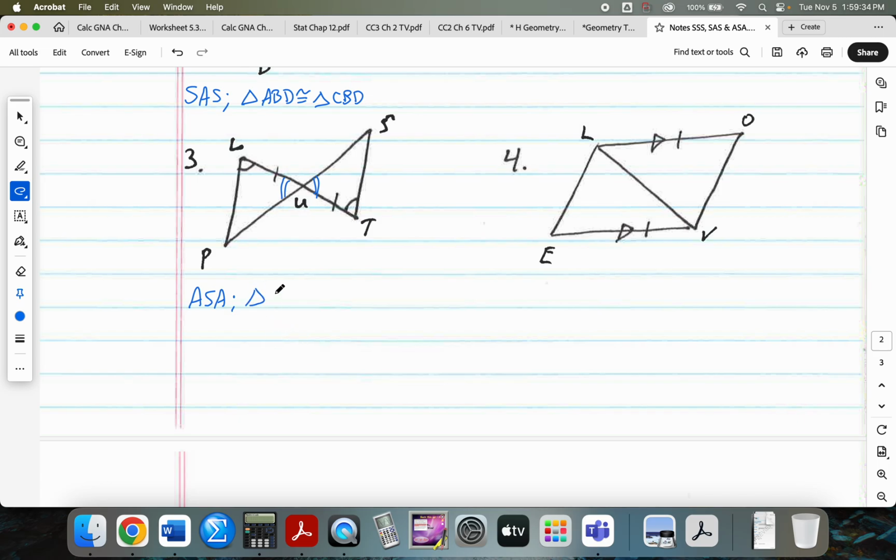Name the first one any way you like. I'm going to call it triangle LUP. Match up the corresponding parts. Angle L, look at the angle marking, matches up with T. U matches up with the angle U on the other side. And then it must be S that goes with P.